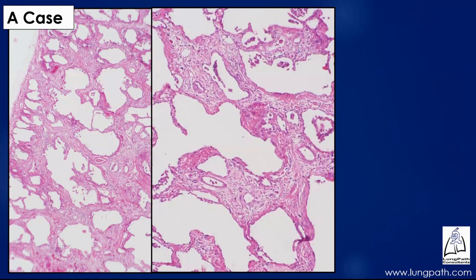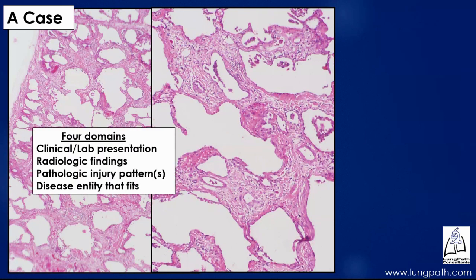Well, we've looked at some cases of fibrosis. Let's now look at an unknown case. Here is a low power, medium power shot of a lung biopsy. Clearly, there's evidence of fibrosis. A little higher power, you can see there's some fibrosis, not a lot of inflammatory cells, maybe a few lymphocytes here and there. So let's think about this case from our four domains.